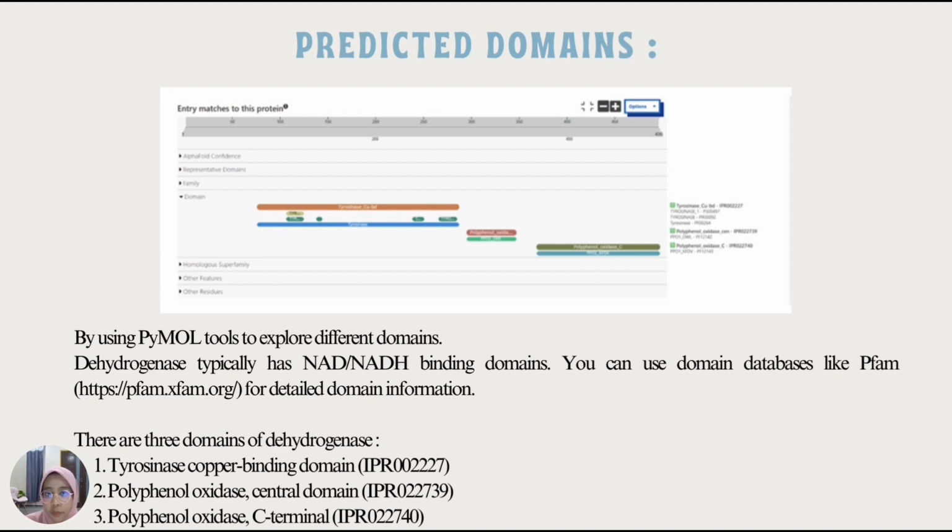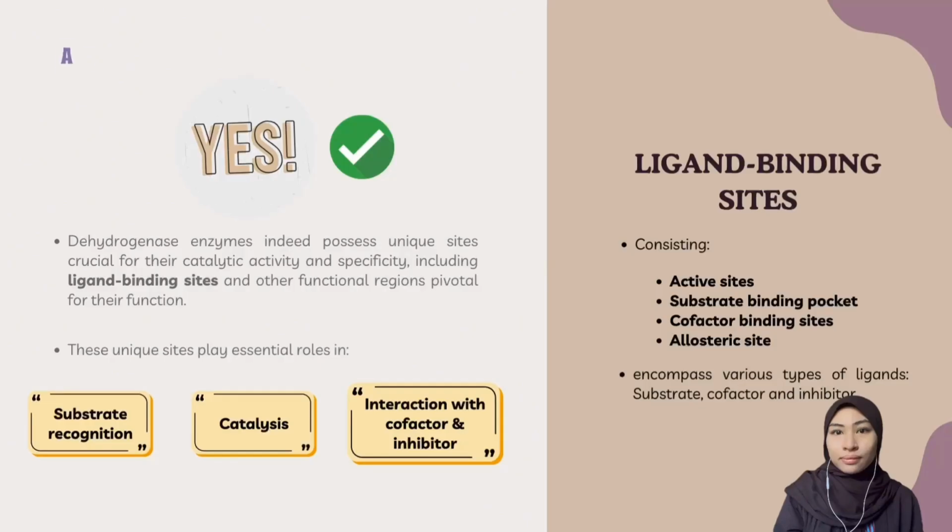To predict the domains of 1BT2, we will be using PyMOL. Dehydrogenase typically has NADH, NAD binding domains, and you can use a domain database like Pfam for detailed domain information. From PyMOL, we managed to find three domains of the dehydrogenase, that is the tyrosinase copper-binding domain, the polyphenol oxidase central domain, and the polyphenol oxidase C-terminal.